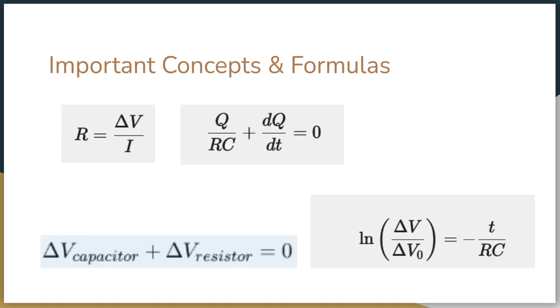So, important concepts and formulas. The first is Ohm's law, which we use to relate the resistance, potential drops, and current. We use Kirchhoff's loop rule. And then we also used the RC decay formula, which describes how a capacitor loses voltage over time.